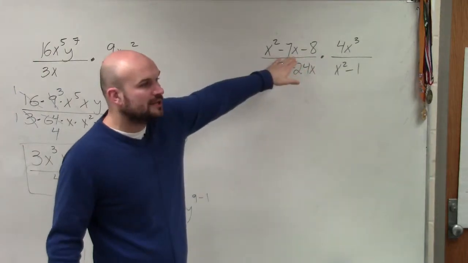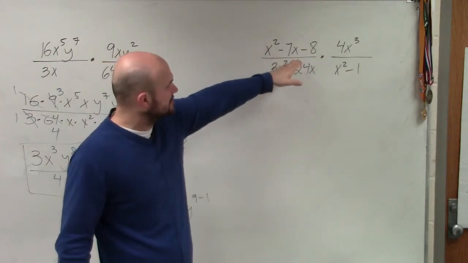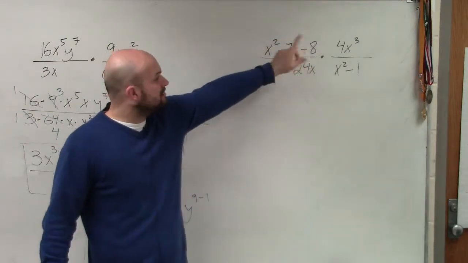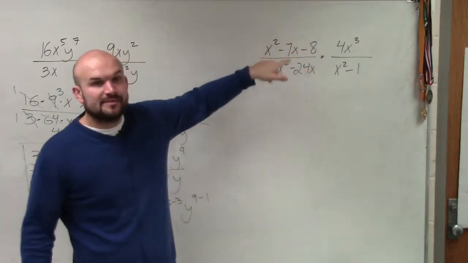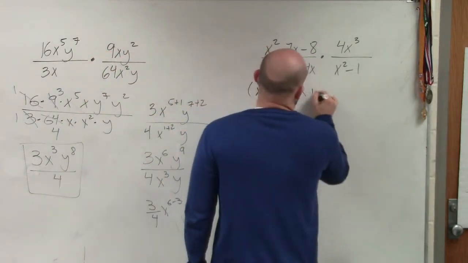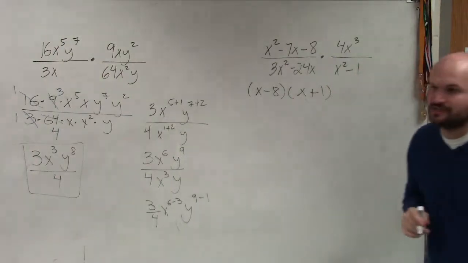So I have this trinomial here, and I'm going to do this kind of quickly. What two numbers multiply to give me negative 8 and add to give me negative 7? x minus 8 times x plus 1. Yes, we want to be able to factor this that quickly.